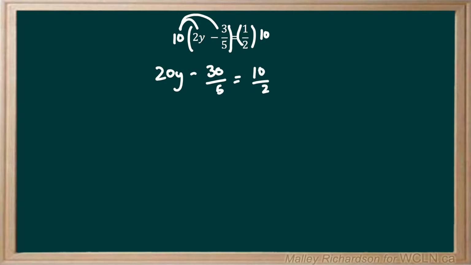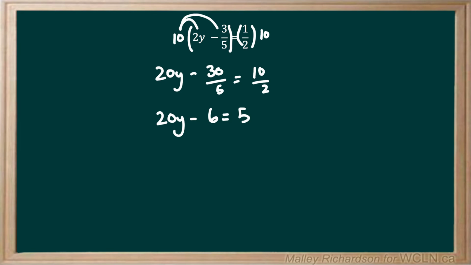Well, we still have these fractions, but as we can see, we can reduce these down, because 30 divided by 5 is 6, and 10 divided by 2 is 5. So if we reduce these fractions down, we have 20y minus 30 divided by 5, which is 6, equals 10 divided by 2, which is 5. Now we're left with an equation with no fractions, and we can simply solve for y.